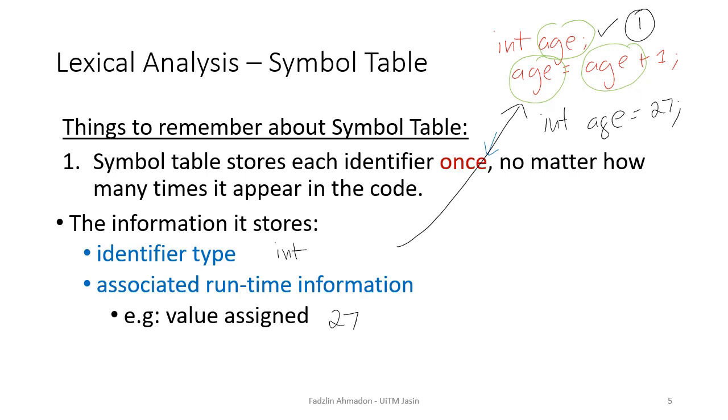Okay, so there may also be other information such as which line in the coding the identifier was first declared. So these are all associated runtime information.